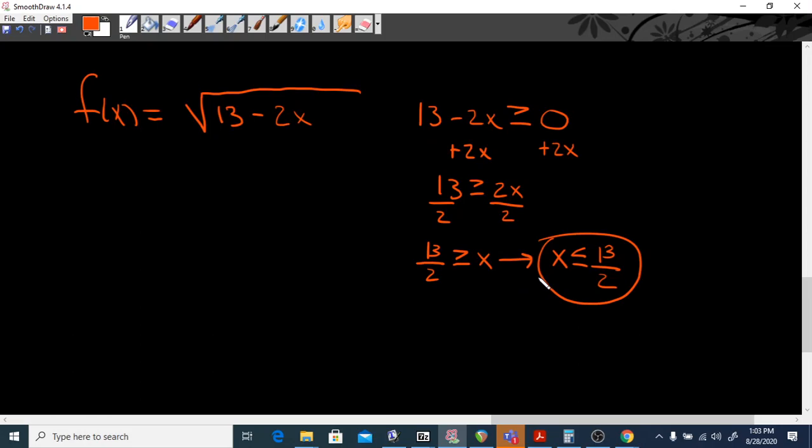Less than or equal to means we're going to have a bracket, but it also means we're going to start from negative infinity. So 13 over 2, which is 6.5. You can write that as well if you want. And then here's the domain for this square root function.